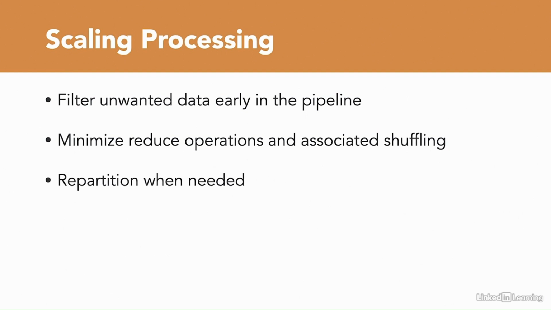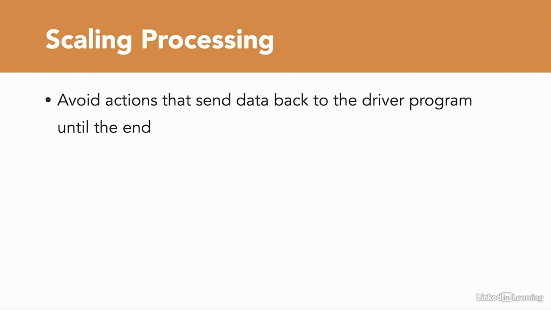Repartition data as needed to reduce the number of partitions. Certain operations have the tendency to create too many RDDs, so keep track of this. Cache results in the pipeline when appropriate to reduce reprocessing of data. Avoid actions that send back data to the driver program until the end. This minimizes shuffles between executors.